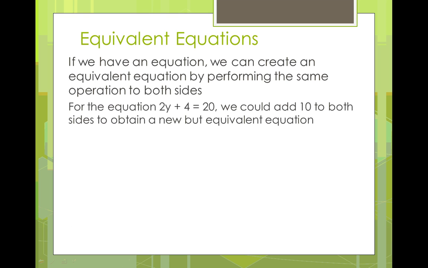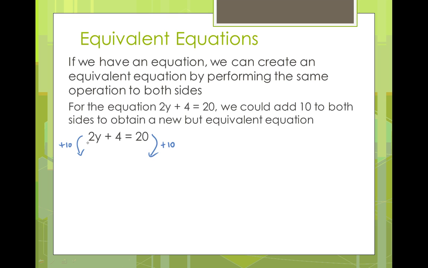For the equation 2y plus 4 equals 20, we could, for example, add 10 to both sides of the equation to obtain a new but equivalent equation. Let's do that now. We're going to add 10 to both sides of the equation. That means to the left-hand side and to the right-hand side of the equation. And of course we're going to remember that we can only add like terms.